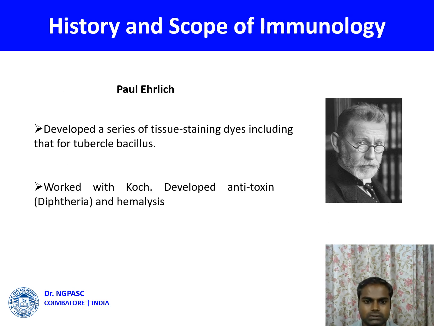Next person is Paul Ehrlich. He developed a series of tissue staining dyes, including one for tubercle bacilli. Nowadays, it's an important technique for staining tissues or whatever microorganisms they may be. It is a major method of staining tissues, useful for the identification or classification of particular microorganisms.